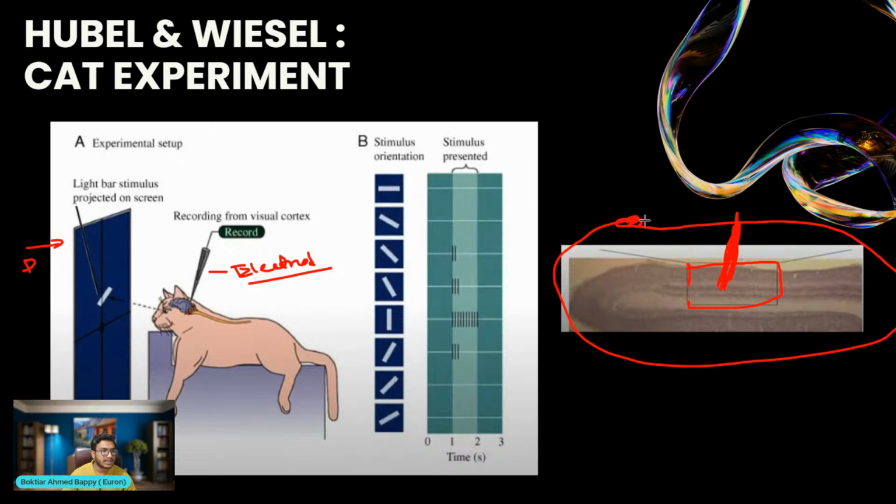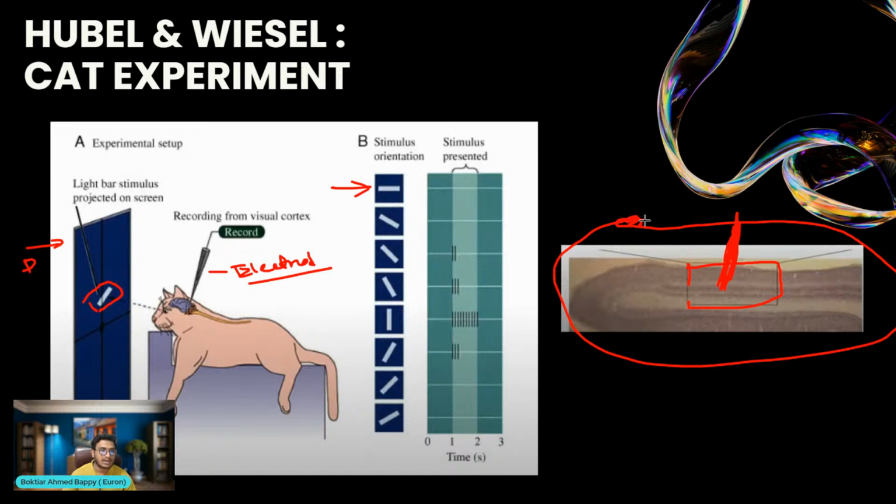This is the display they kept in front of the cat, and on the display they were showing some shapes. This is one kind of shape they are showing. It is not horizontal and not vertical, it is a slightly rotated horizontal shape. Now you can see the experiment. At the very first time they show this kind of shape, and there is no signal from the brain of the cat.